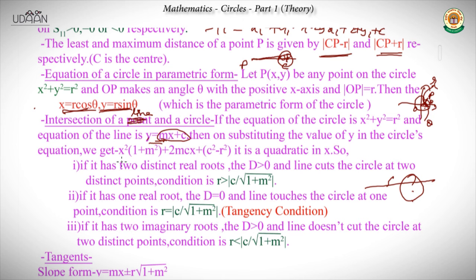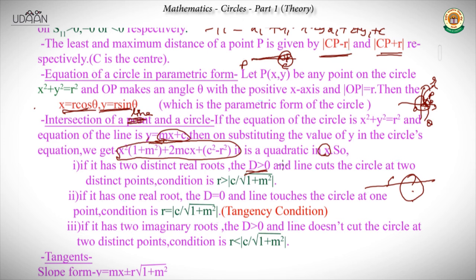we'll get the equation as x square into root 1 plus m square plus 2mcx plus c square minus r square. If we carefully see, it's a quadratic in x. So if it has real and distinct roots, then x will have two different values. And from the quadratic equation, that condition is D is greater than 0.